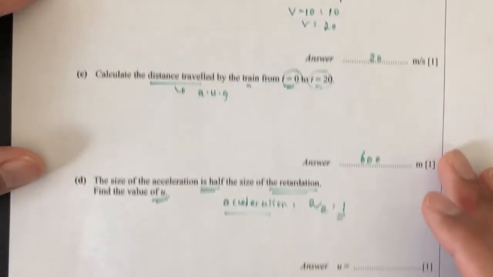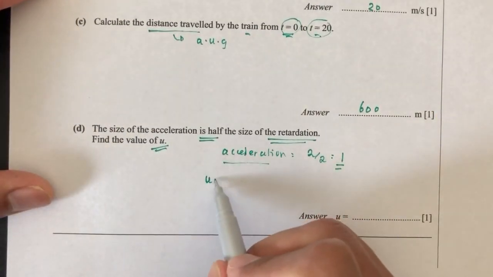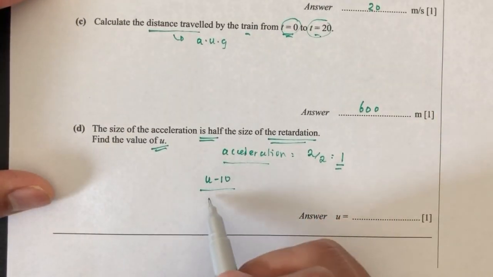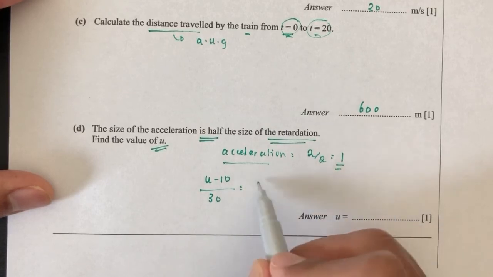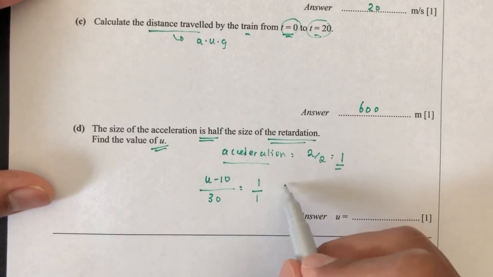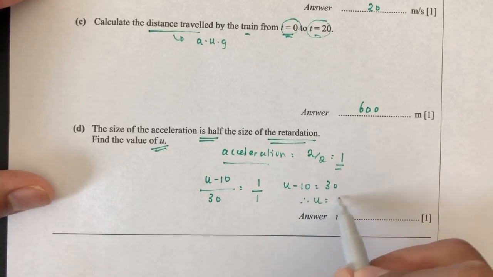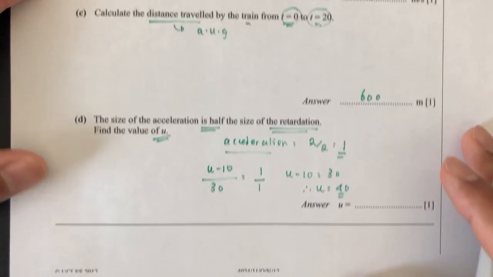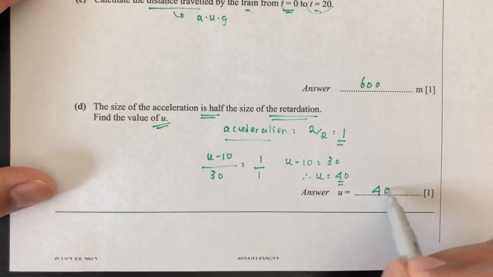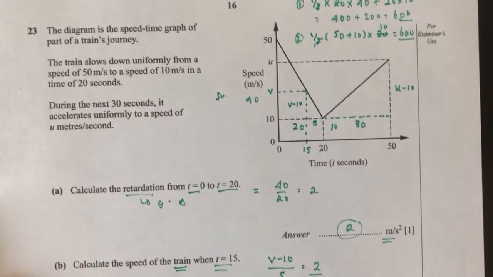Height divided by base. So height is u minus 10, base is 30, will be equal to 1. So cross multiply, we have u minus 10 equal to 30. So the value of u will be 40. So 40 will be u. And that is question number 23.